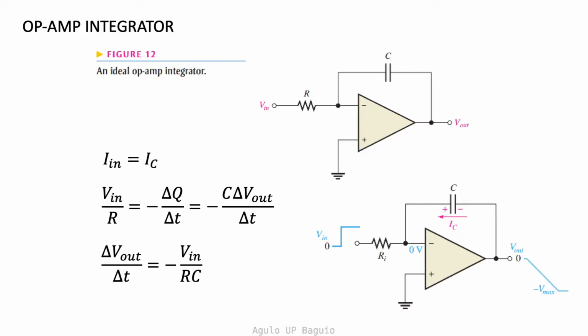We see that if Vin is a constant DC voltage, then the output voltage becomes more negative beginning from 0 voltage. If the sign of the input becomes negative relative to ground, then the output voltage increases beginning from 0 voltage. You can see that with a constant input, the output is a constant slope, which is what integration is.